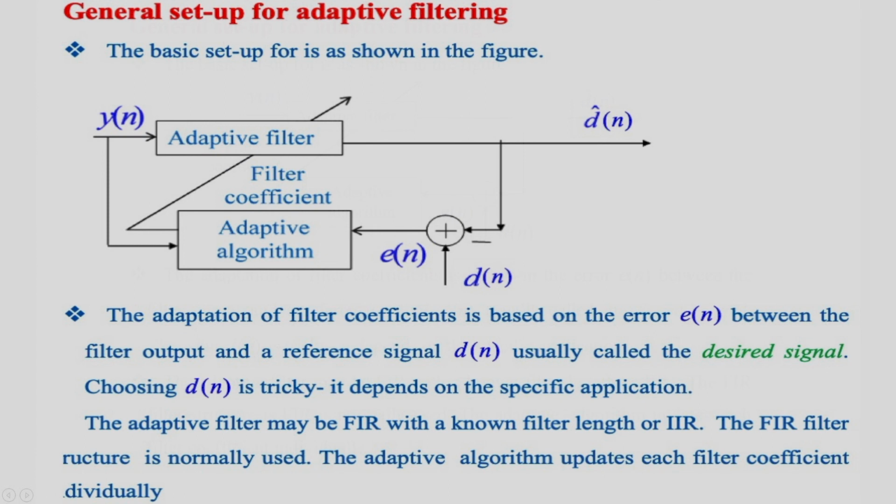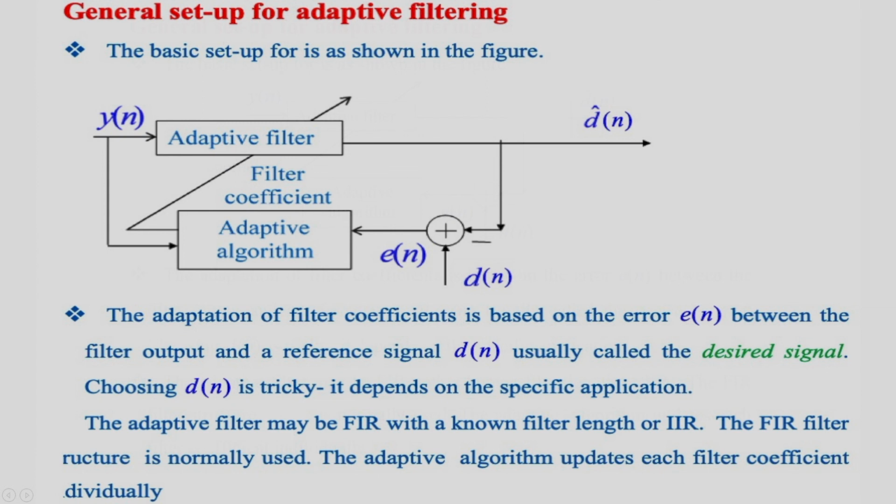Choosing dn, how to choose this desired signal dn is tricky. It depends on the specific application. This adaptive filter may be FIR with known filter length, or it may be IIR. The FIR filter structure is normally used. The adaptive algorithm updates each FIR filter coefficient individually.